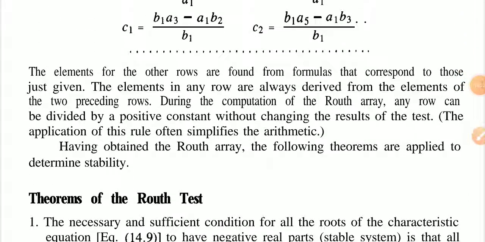Then the discussion part is there. The elements of the other rows are found from formulas corresponding to those just given. The elements in any row are always derived from the elements of the two preceding rows during the computation of the Routh array, and any row can be divided by a positive constant without changing the result of the test also. The application of this rule often simplifies the arithmetic. Having obtained the Routh array, the following three theorems are applied to determine stability.